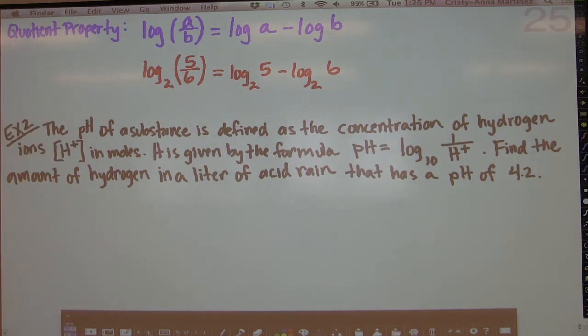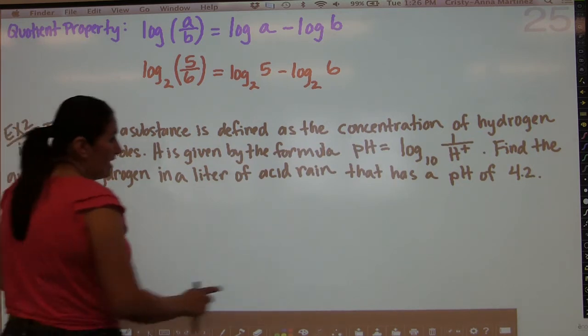And so in this case, we have an example. It says the pH of a substance is defined as the concentration of hydrogen ions in moles. H is given by the formula pH equals log base 10 of 1 over the hydrogen ions. Find the amount of hydrogen in a liter of acid rain that has a pH of 4.2.